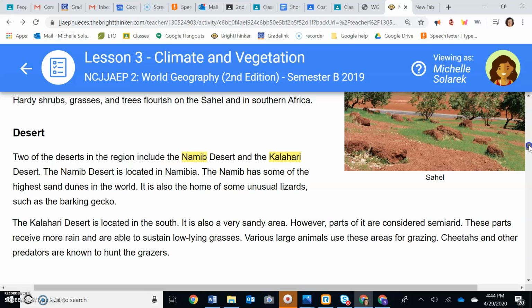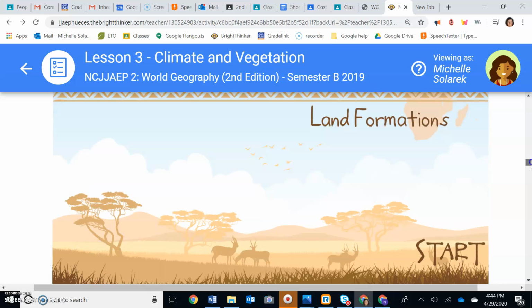But anyway, the question is, which 2 deserts are part of the desert region of Africa? And the answer is the Namib and Kalahari. And so hopefully you have written that down for number 8, because now I'm going to change the screen so that we can get ready for the answers to 9 and 10.